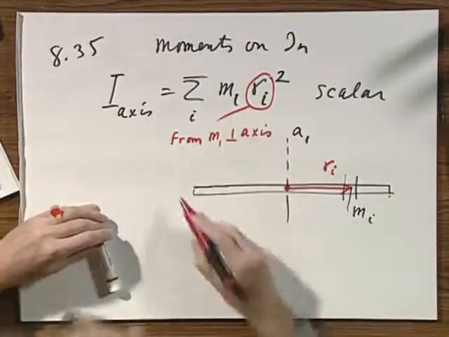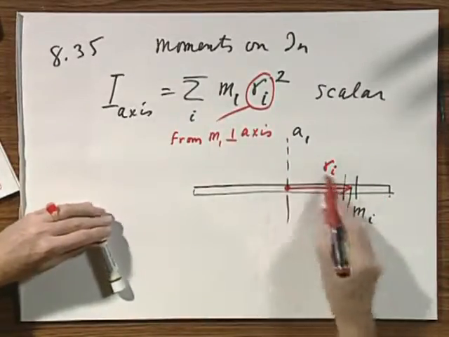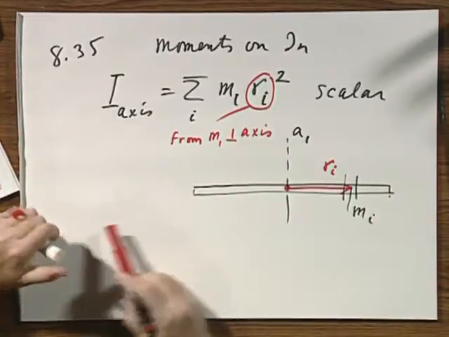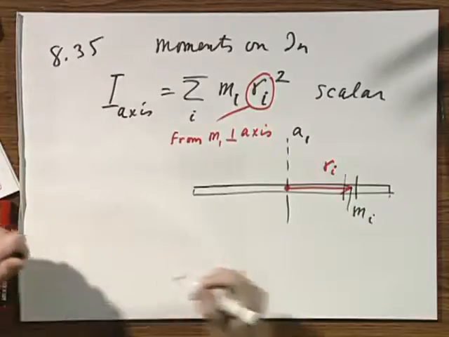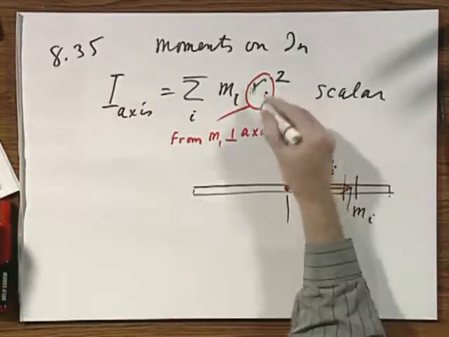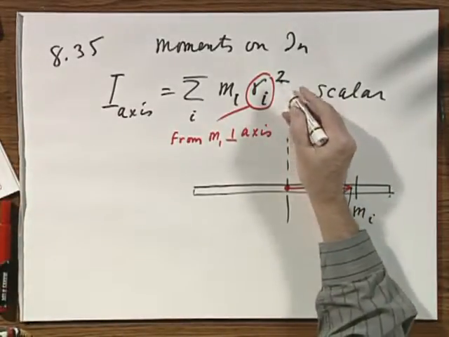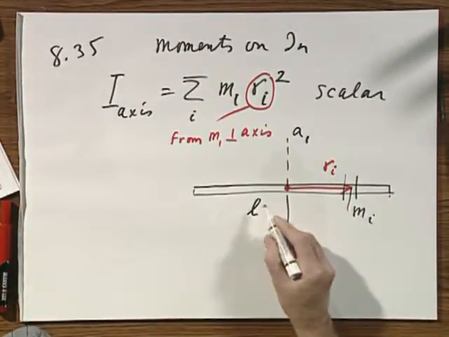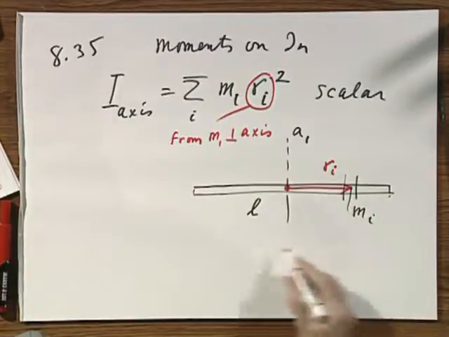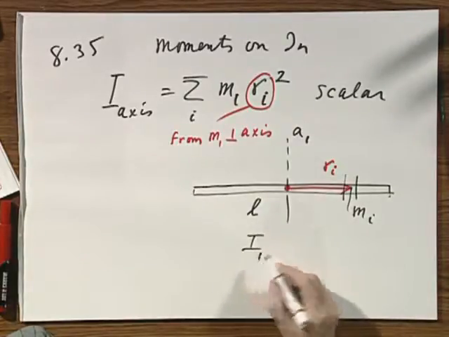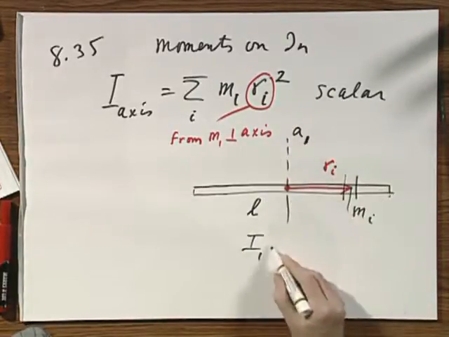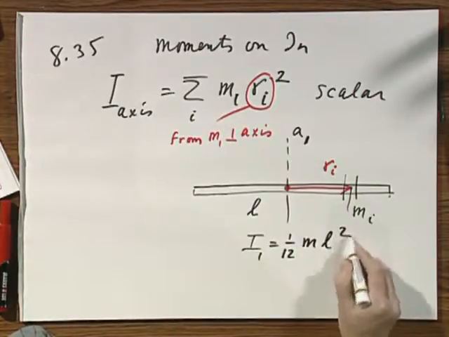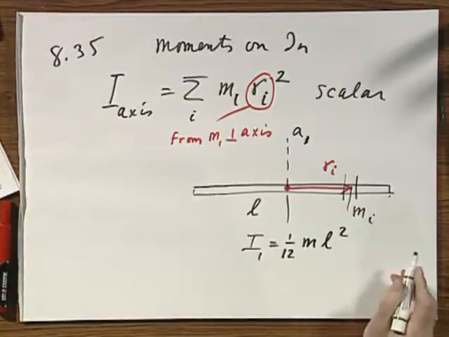And if I sum this over all values of Mi and all values of Ri, then I will get the moment of inertia. There's never any danger of it being negative, because Ri is being squared. And if this were a rod with uniform length L and the mass distributed uniformly, then I1, which indicates this axis, equals 1/12 mL squared, and you can look that up in almost every table.